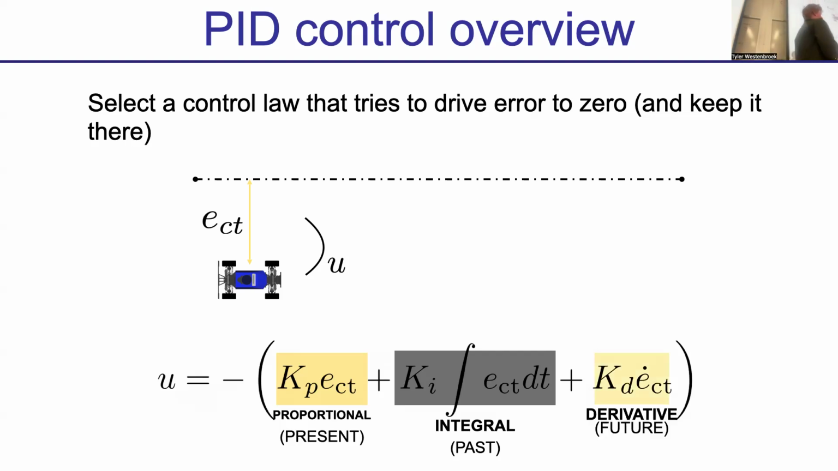Okay, and the last term is going to be the derivative term, which involves the derivative of my tracking error. Okay, so when I have some quantity and I take its derivative, what I'm really doing is trying to capture how it is changing over time. To put that another way, I'm trying to capture what the future of the tracking error looks like. And so the derivative term ends up capturing the future.